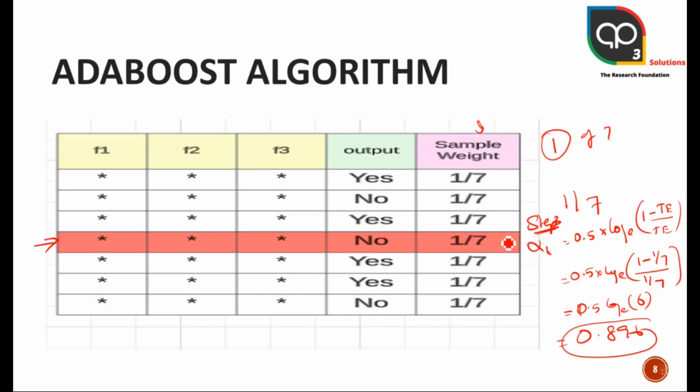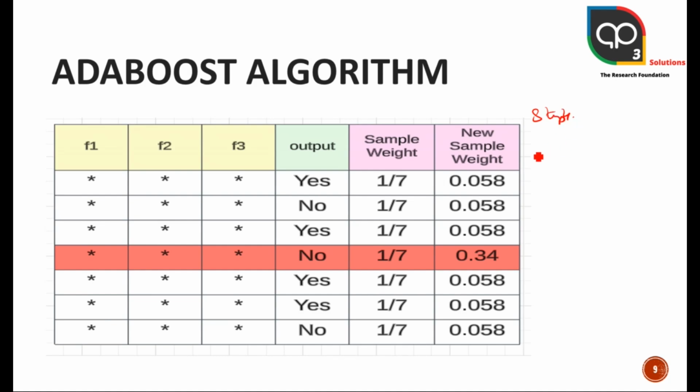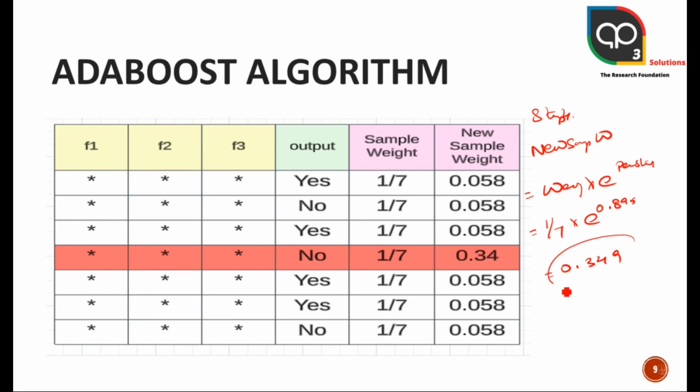To update the weight, we need to apply a formula. Dear friends, step 4: the new sample weight is equal to weight into e to the power of performance of the stump. Here the weight, of course, is 1 by 7, and e to the power of 0.895 gives the value 0.349. Kindly observe, this is for the wrongly classified record.